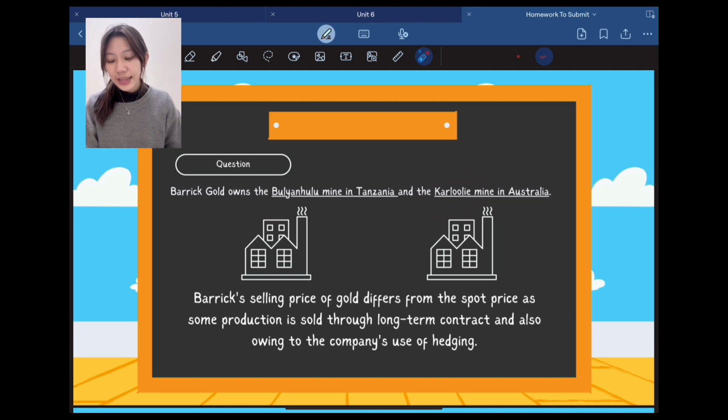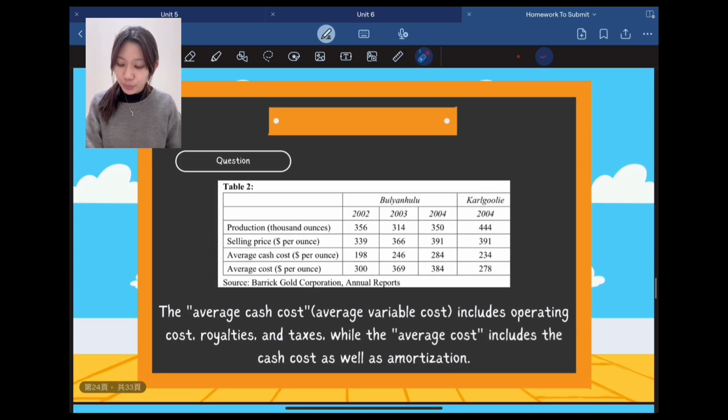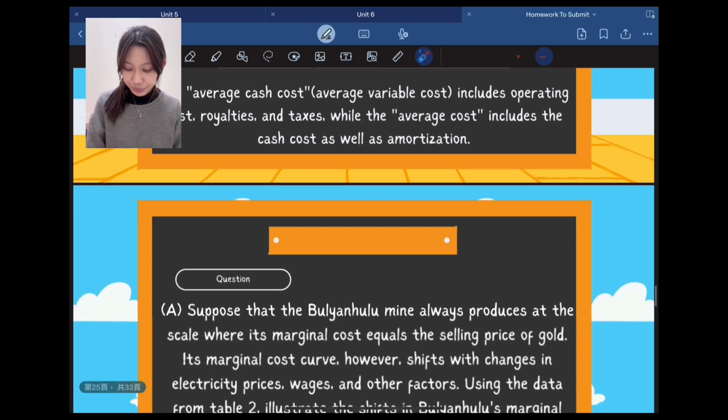And they give us tables about the production, the selling price, the average cash cost, and the average cost in the 2 places. Something to mention is that the average cash cost is like average variable cost, including the operating costs, royalties, and taxes. The other one, the average cost, includes the cash cost as well as the amortization.